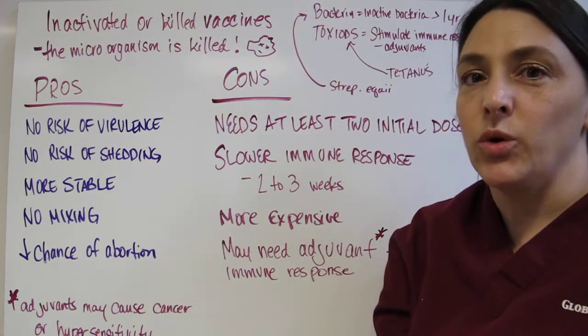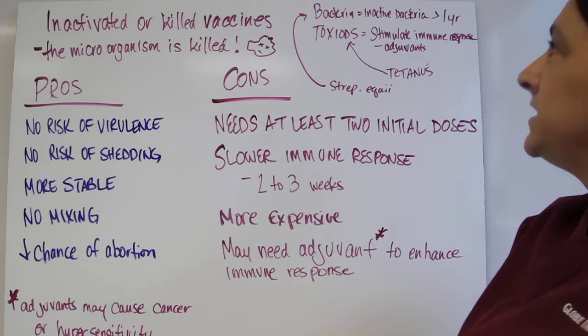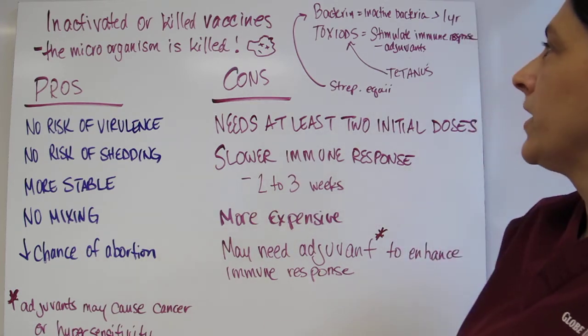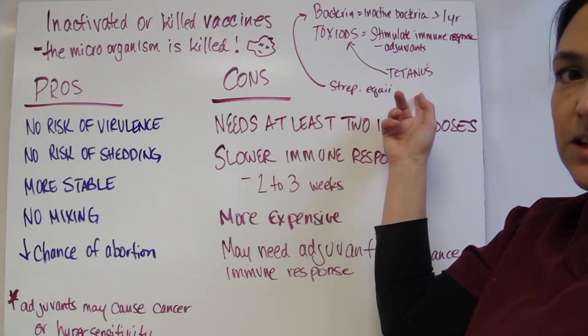And then we have toxoids, and basically toxoids stimulate the immune system. They have a lot of adjuvants, which we're going to talk about in a little bit. Okay, this would be your tetanus vaccine.